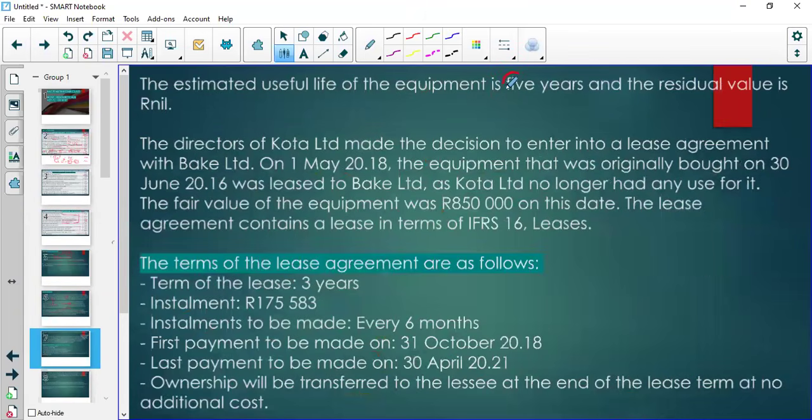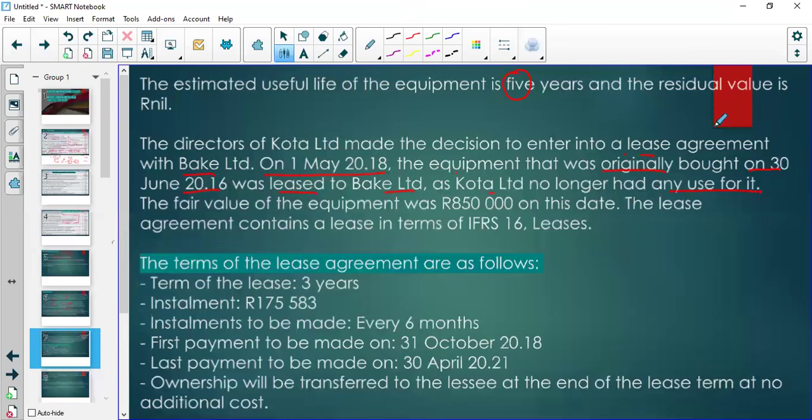So the useful life is 5 years, and SARS also does 5 years. The directors of Kota made a decision to enter into a lease agreement with Bake. So on 1 May 2018, the equipment that was originally bought on 30 June 2016 was leased to Bake, as Kota no longer had any use of it.